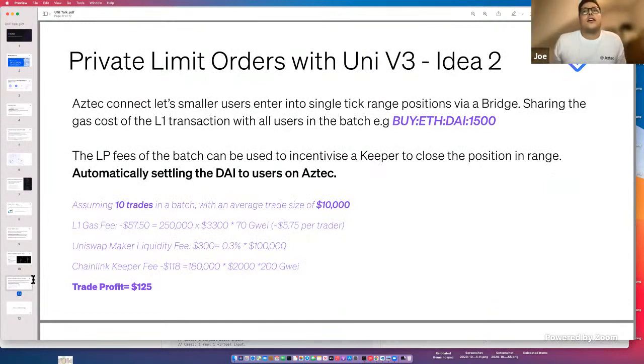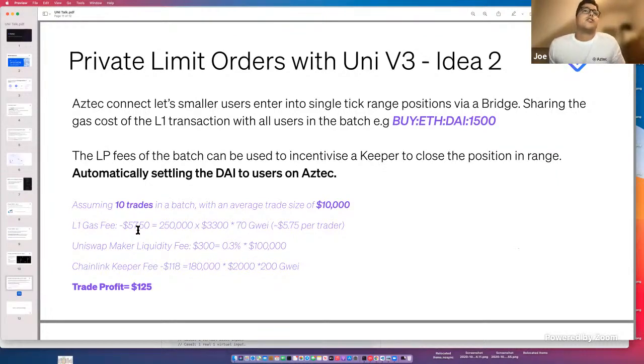So we think that Aztec Connect can also solve this. If you're a large whale, you could do these limit orders, and you probably wouldn't mind paying the gas fees to transact as an LP and then exit the position. But if you're trading 1 to 10K in USD terms, the gas costs really start to eat into the overall transaction price.